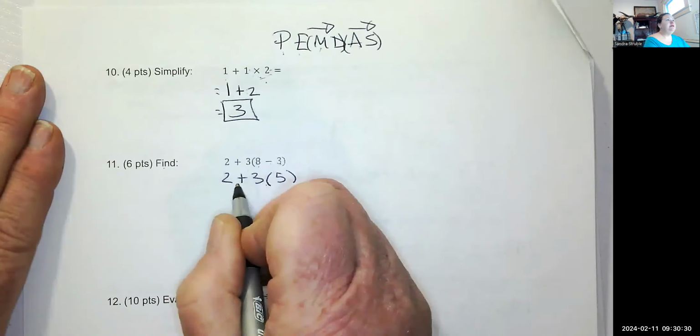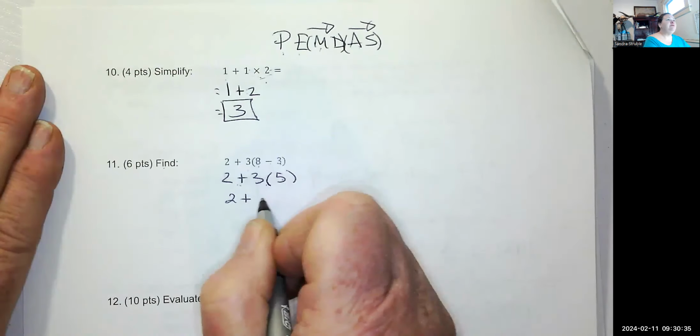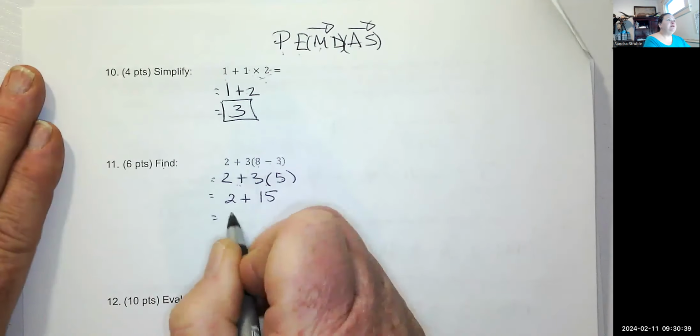Now we have multiplication and addition. Multiplication comes before addition. So this is 2 plus 3 times 5 is 15. And then the last one is 2 plus 15 is 17.